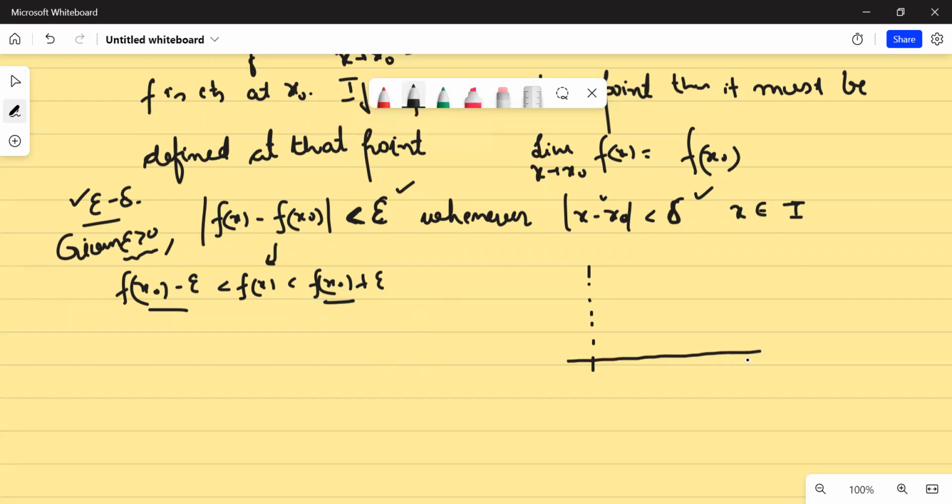So, for example, let's say my function is defined at point x naught. It means that whenever your x is between x naught minus delta and x naught plus delta, your function is between f of x naught minus epsilon and f of x naught plus epsilon. It means that as close as you come towards x naught, you get as close as possible to f of x naught.